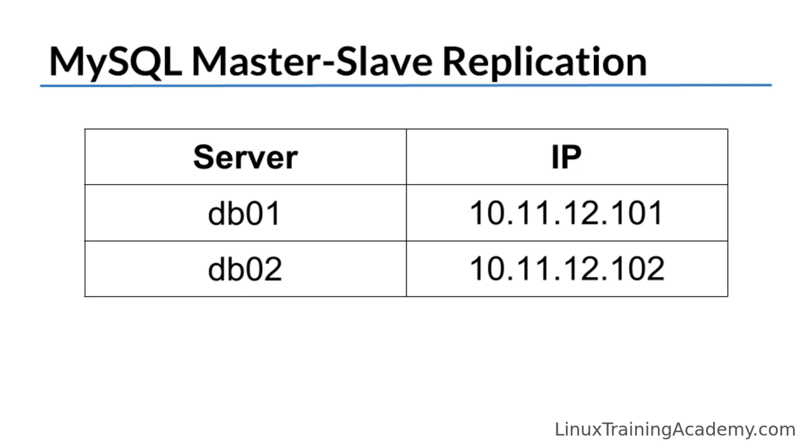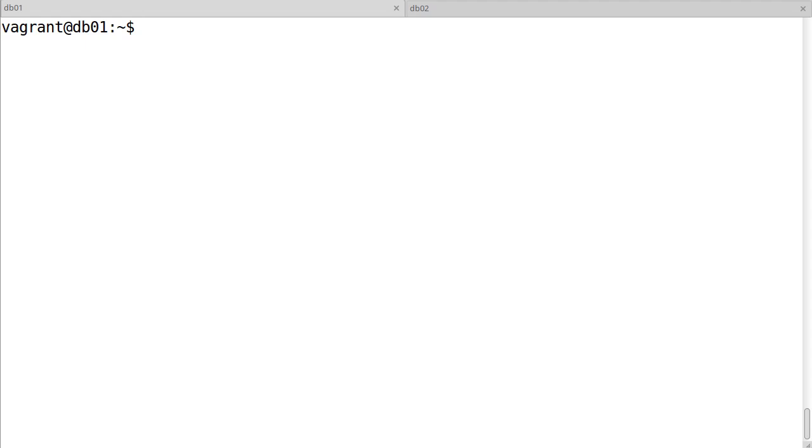We'll be using two servers. The first server, called DB01, is going to act as the master. The other server, DB02, is going to act as the slave. Let's install MySQL on DB01. These are Ubuntu boxes, so I'm going to be using the apt-get command to install it.